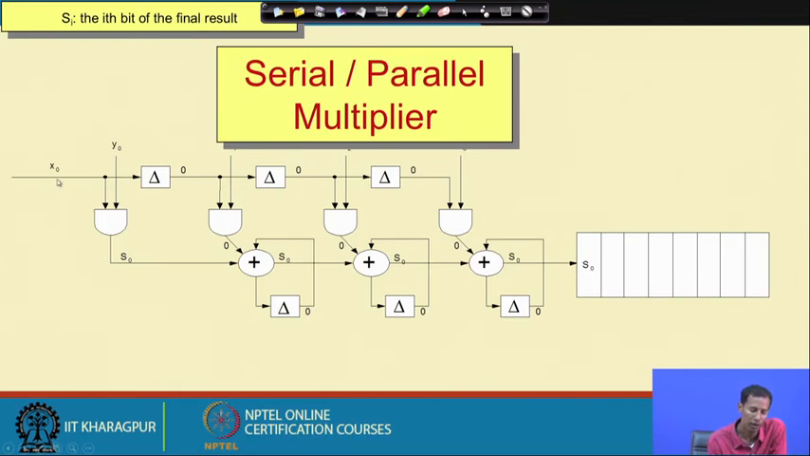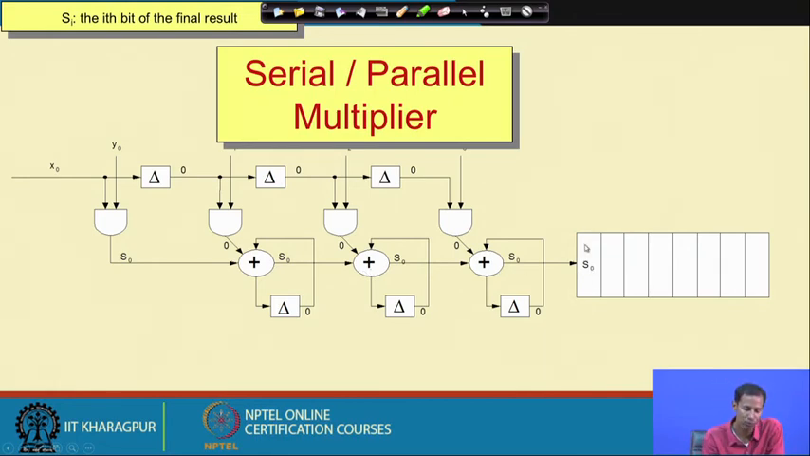So, initially what will happen, x0 will be multiplied with y0 and that will come over here. In this particular case at that time x1 is not passing over here. So, that means it will be 0, that is multiplied with 1. So, it will be 0. So, it will produce S0. So, 0 over here, 0 over here. So, this S0 will come here.